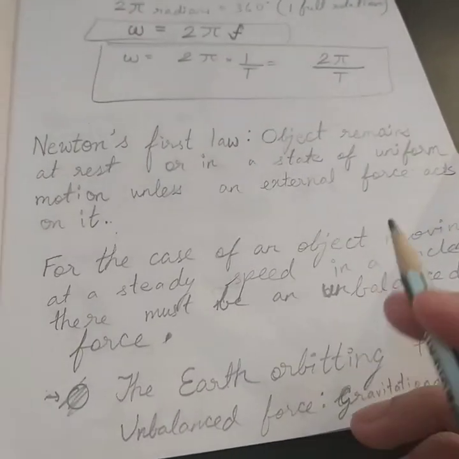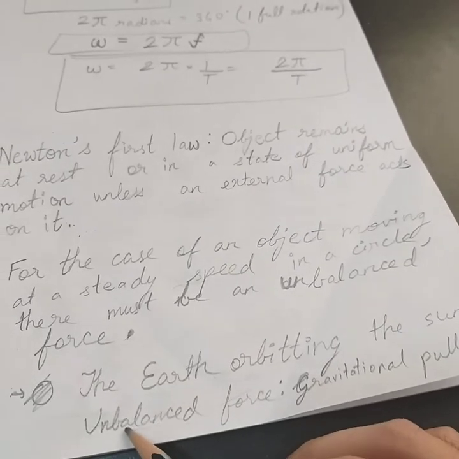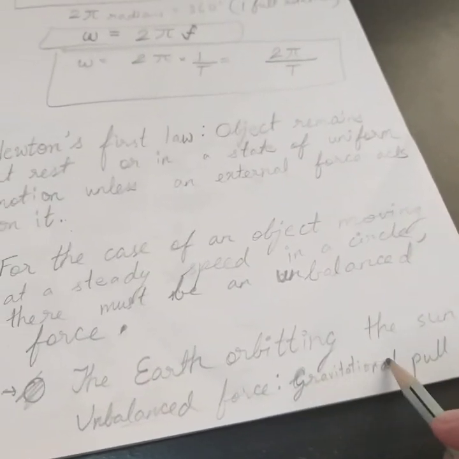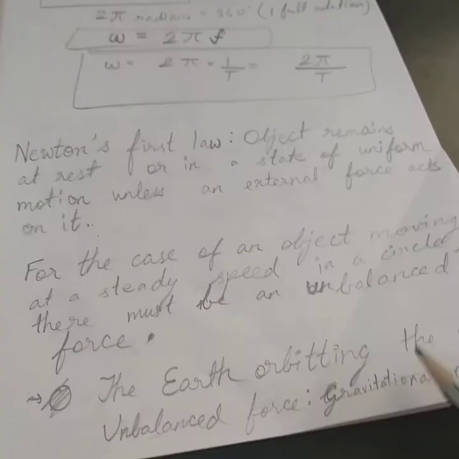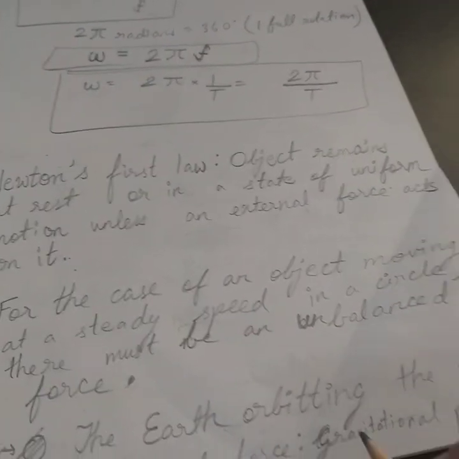A good example of that would be the Earth orbiting the Sun. And what is the unbalanced force here? The gravitational pull of the Sun. That is also known as centripetal force, for which we'll be bringing in the second law of Newton very soon.